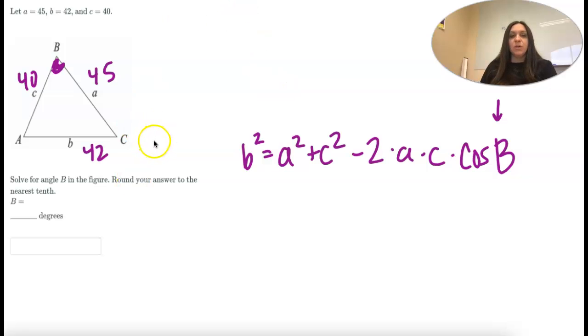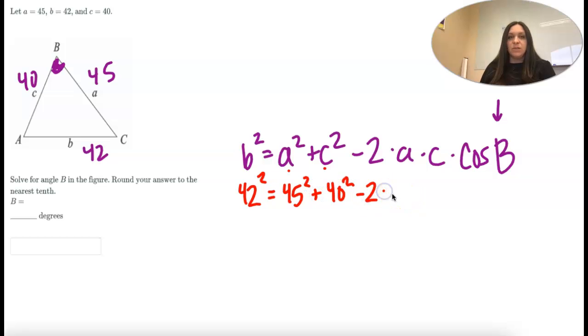And then let's make sure that we know all these other variables. Remember, sometimes we think we have the equation, but then we don't know enough to use it. So we know B, we know A, we know C. So this one does work out that we can use law of cosines on this one. So 42 is B squared, A is 45 squared, C is 40 squared, minus 2 times A, which is 45, times C, which is 40, times cosine of B. That's what we're solving for.